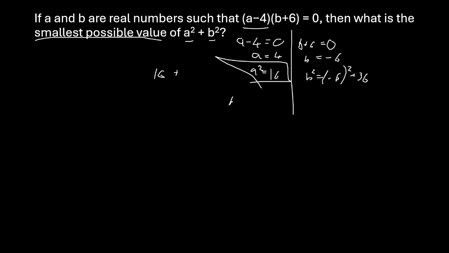So if b could be any real value, then b squared would be greater or equal to 0, and the smallest value for b squared would be 0. So our answer is just 16.